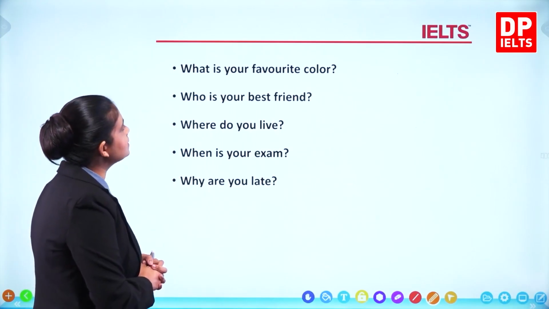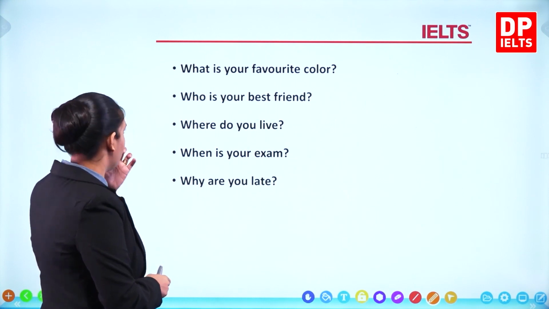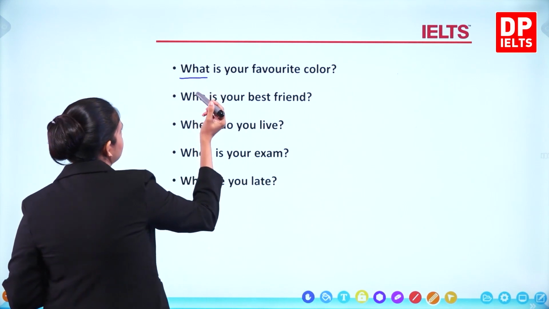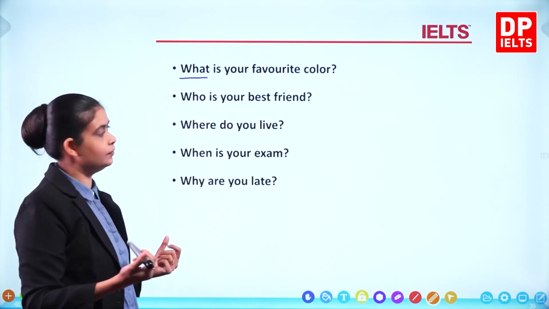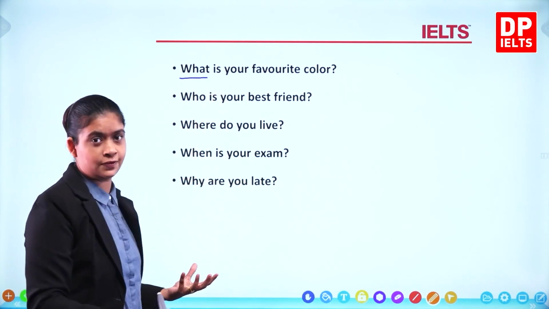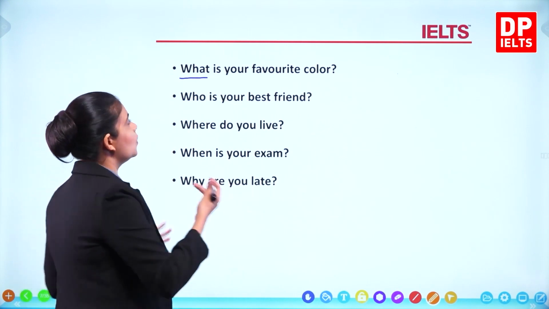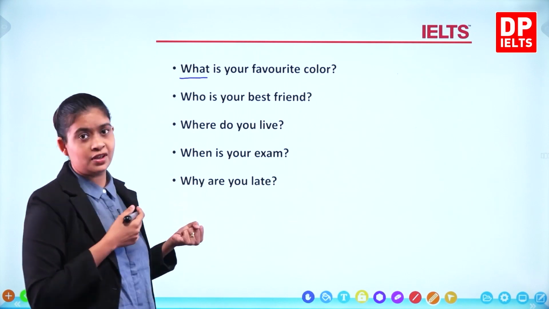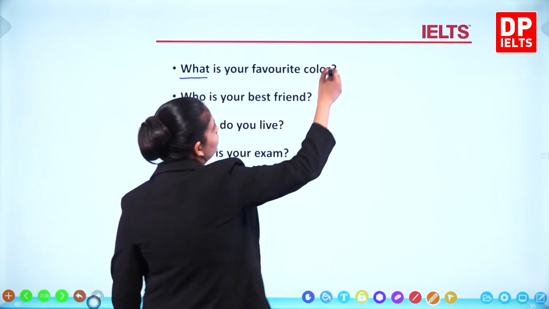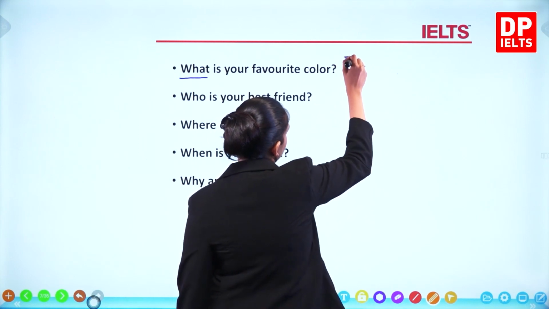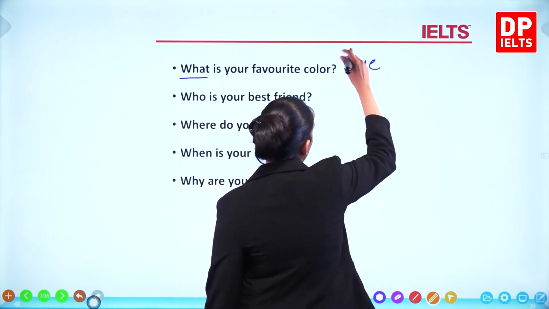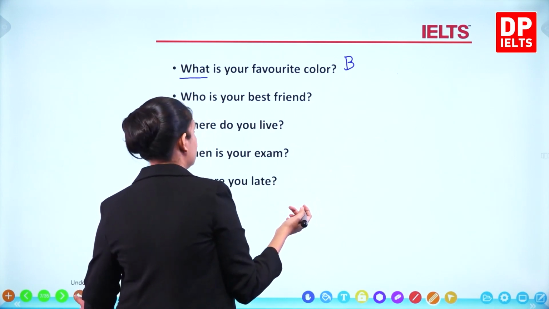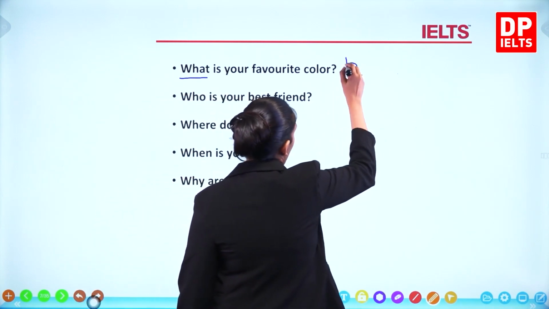Let's have a look at some of the question tags. What is your favorite color? What? A thing, right? Who is your best friend? A person. So I'm going to answer these question tags. What is your favorite color? Blue. You don't need to write capital letters. You can just write even simple letters. So I'm just going to change that. Blue.